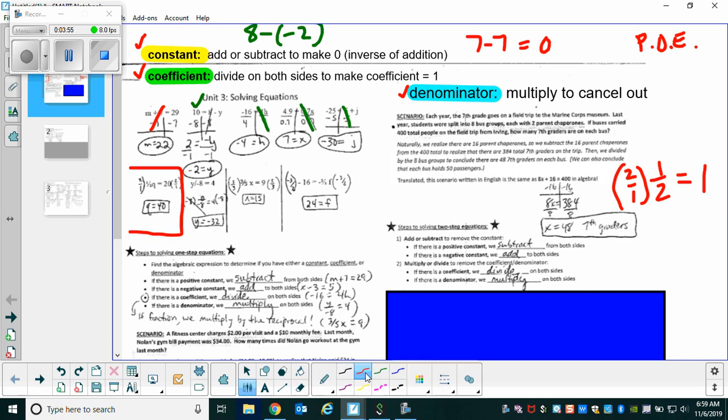And then on the other side, the 20 times the 2 is 40. And so to check, when you take half of 40, that is 20. So that's what you see here. You see me multiplying both sides by the reciprocal when your coefficient is a fraction.